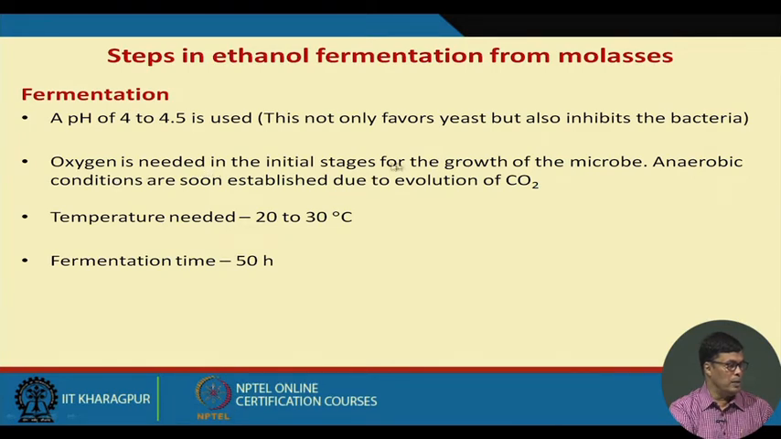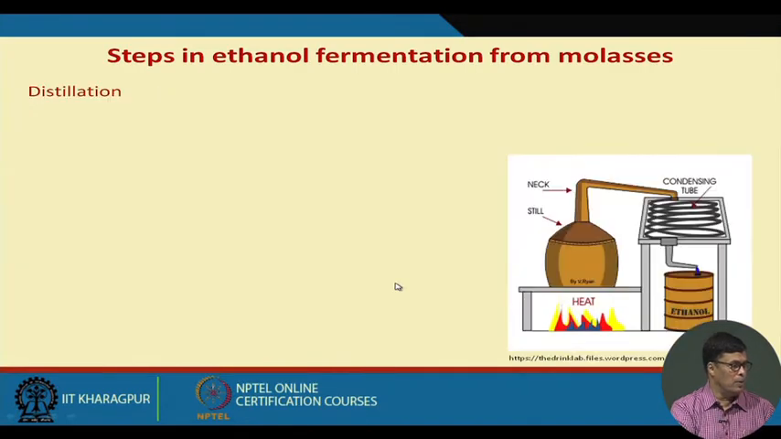Oxygen is needed at the initial stage for the growth of the organism, for the preparation of the inoculum. Then the anaerobic condition is established because in the fermentation process the organisms use whatever dissolved oxygen is present there for their growth. Then automatically the anaerobic condition prevails, and due to the evolution of carbon dioxide. Temperature is 20 to 30 degrees centigrade and fermentation time is 50 hours.